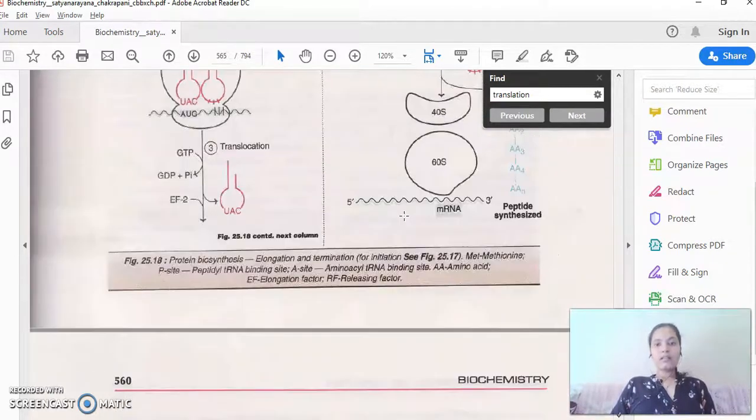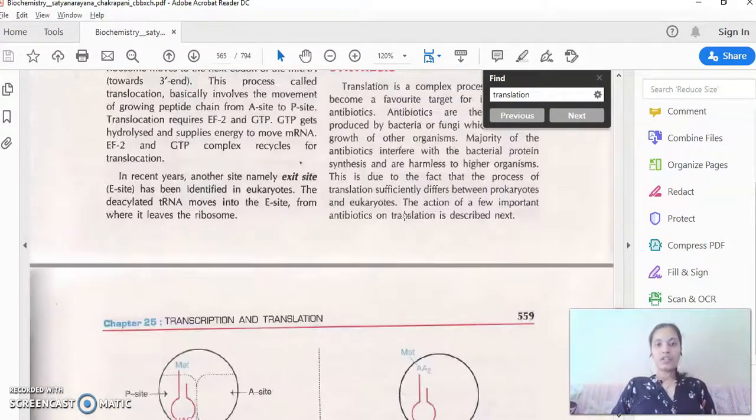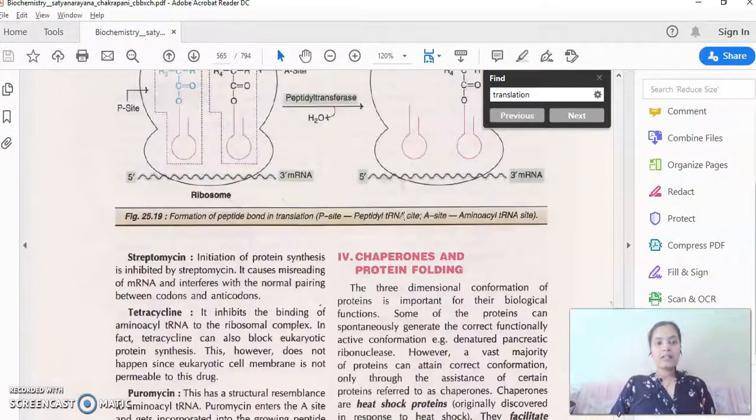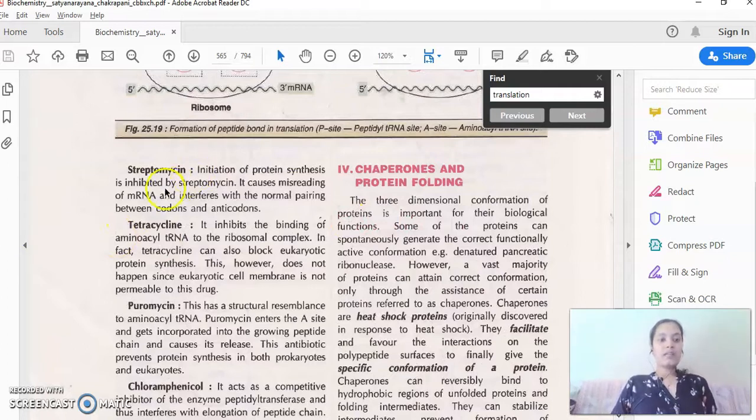Now there are certain inhibitors of this translation process. These are generally antibiotics. The first antibiotic is streptomycin. What streptomycin does is cause misreading of the mRNA, and hence normal pairing of anticodons and codons doesn't take place. This occurs only in prokaryotes, hence it acts as an antibiotic.